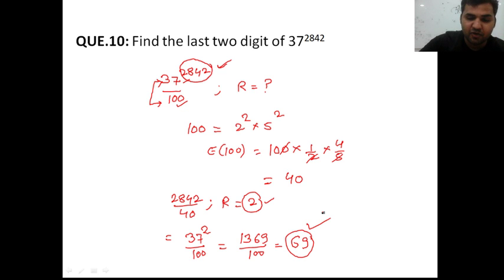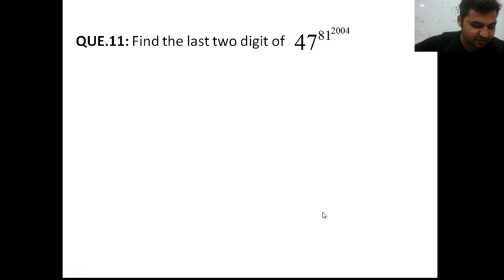Okay. So I'm moving to the next question. Question number 11. Find the last two digits of 47 power 81 power 2004. Solve this question.